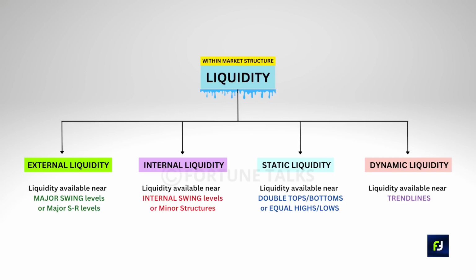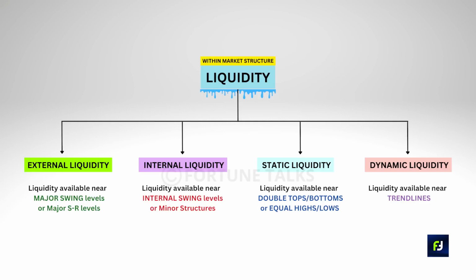As mentioned just now, external liquidity is the liquidity that can be identified above a range high or a range low, previous high or a previous low, or swing high or swing low. Internal liquidity, on the other hand, is the liquidity created within a range high and range low, previous high and previous low, or a swing high and a swing low.